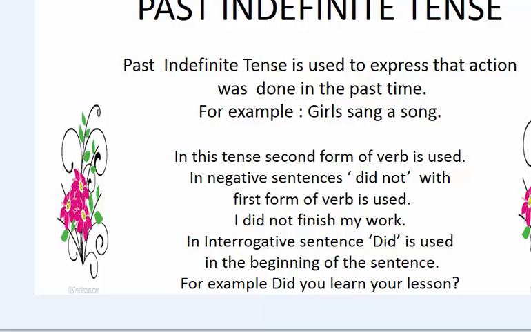In a negative sentence, did not is used with the first form of the verb. Keep in mind, did not with the first form of the verb is used. For example, I did not finish my work. And in an interrogative sentence, did is used at the beginning of the sentence, before the subject. For example, did you learn your lesson? So these are the main points we discussed earlier in detail, and this is the key point of the past indefinite tense: the second form, did not with the negative sentence, and did with the interrogative sentence.